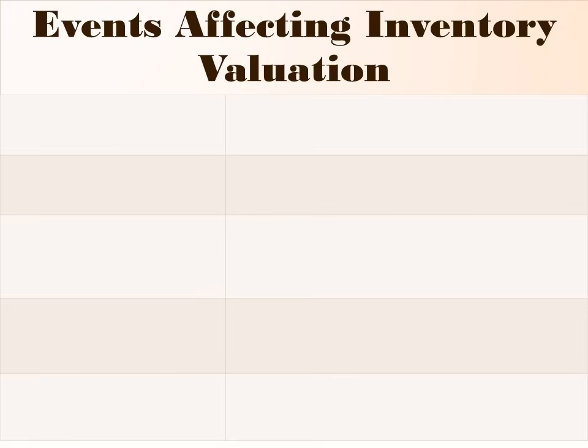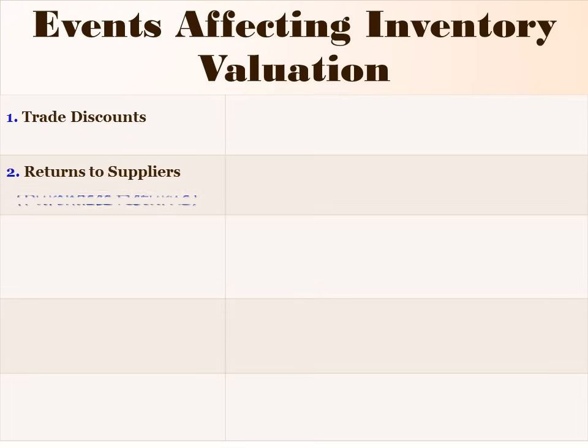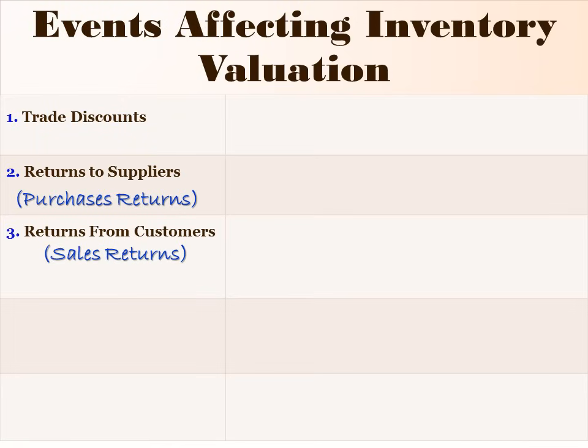So here goes. We need to know how to deal with what are referred to as trade discounts. We need to know how to deal with returns: return of inventory to suppliers, return of inventory from customers, or in some instances we could say from stores. We need to know how to deal with shortage of inventory, and we need to know how to deal with excess inventory. So let's take each of these, and in dealing with them, we are looking at how we would present them in the inventory record.